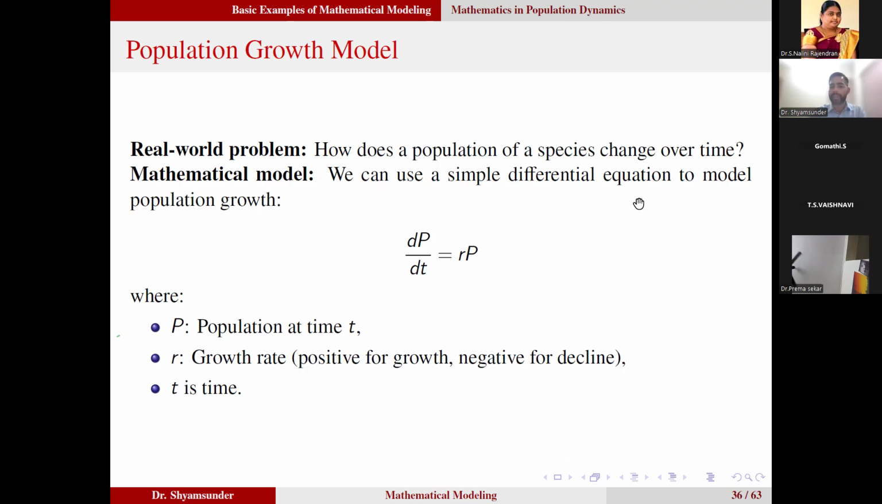Then we use a simple differential equation for the population growth model: dP/dt = rP. P is the population at time t, and r is the growth rate. We calculate the time period it takes. Suppose one year the population is counted and then the second year it is counted, we can easily convert this. And t is the time.